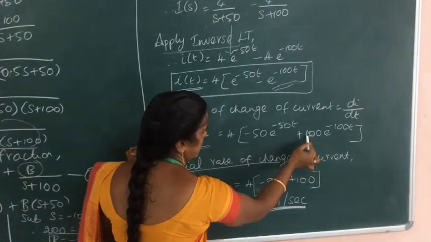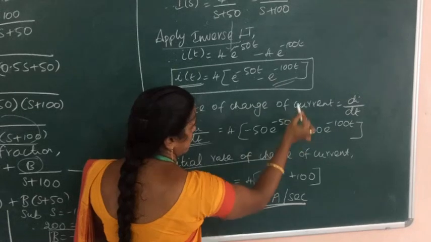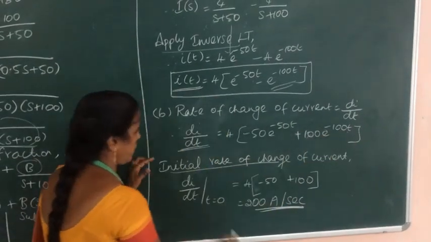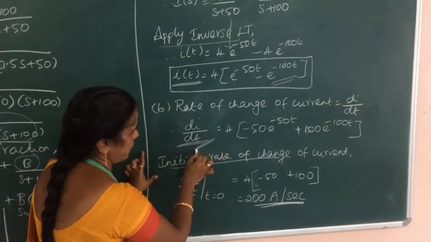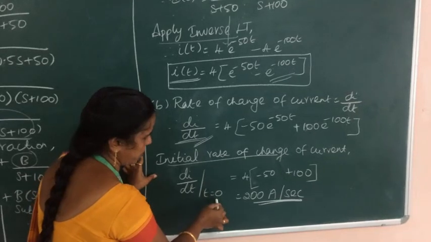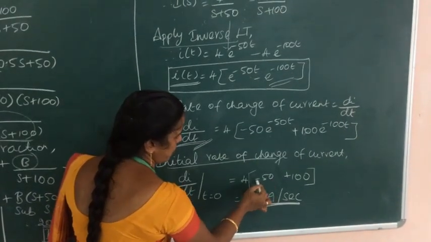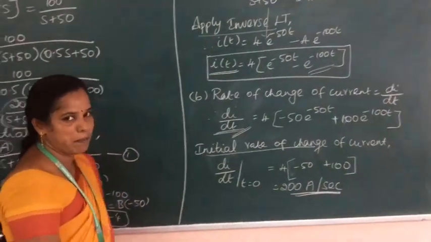So you can write as minus 100 into e power minus 100t. So minus and minus 100 becomes positive, so plus 100 into e power minus 100t. We are going to find the initial rate of change of current. So once we have found this value of di by dt, you can substitute t is equal to 0. So you are getting 4 into, for this term, e power term becomes 1. So minus 50 plus 100. So the answer is 200 ampere per second.